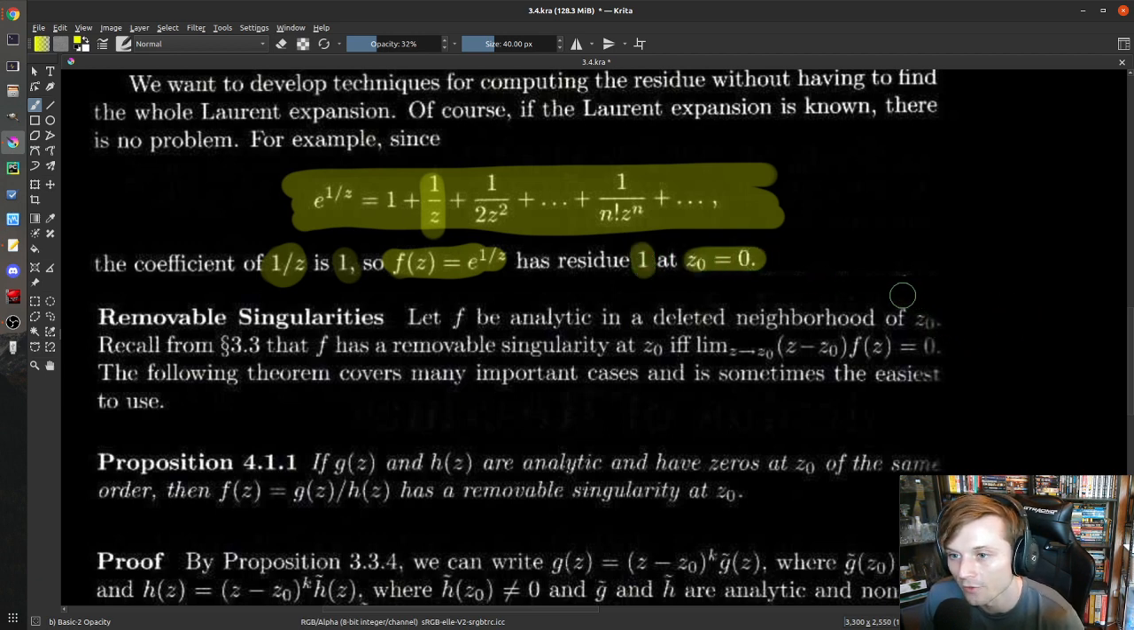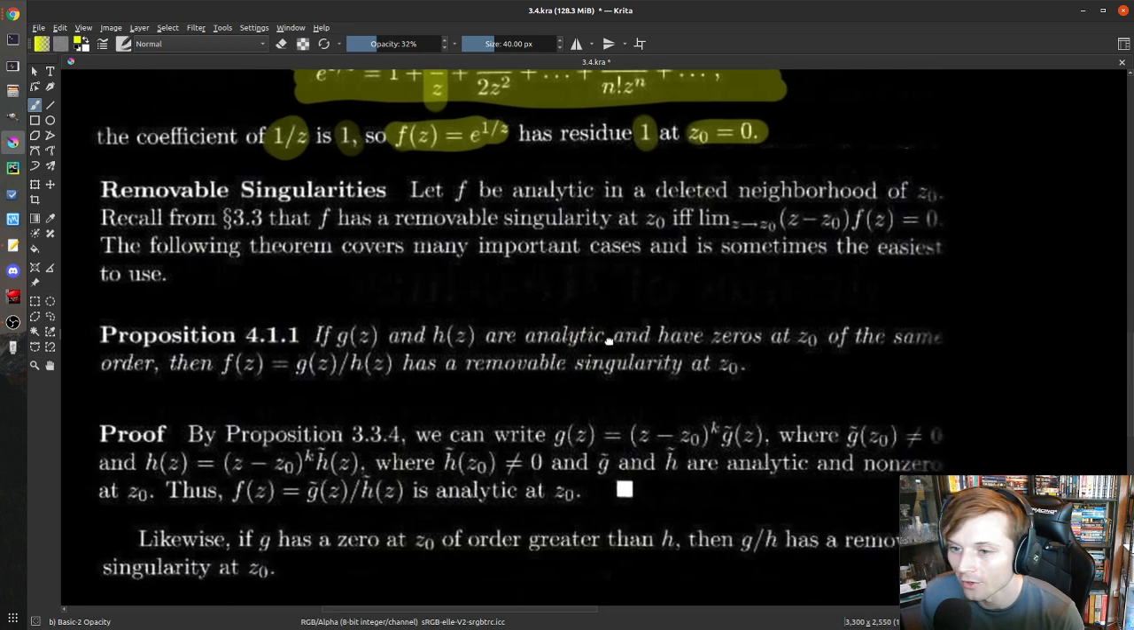Okay, so if you already know the entire Laurent expansion, it's very easy to see what the residue is because you're just selecting a single coefficient in the Laurent expansion. But if you don't know it, then you need a trick to figure it out. So we're going to go through some tricks.